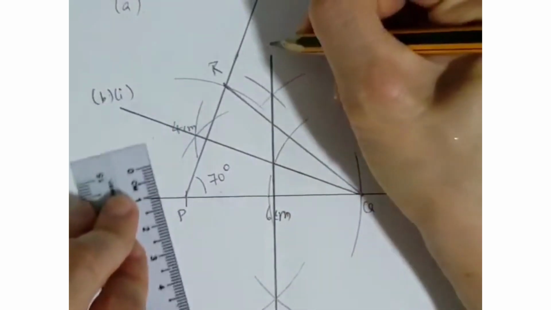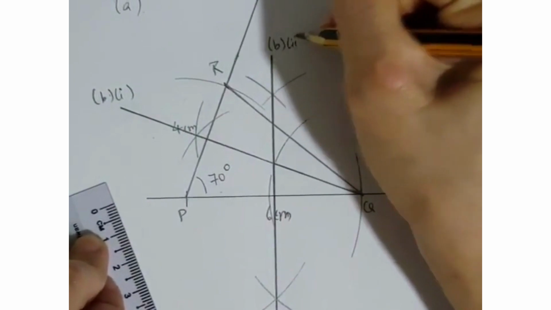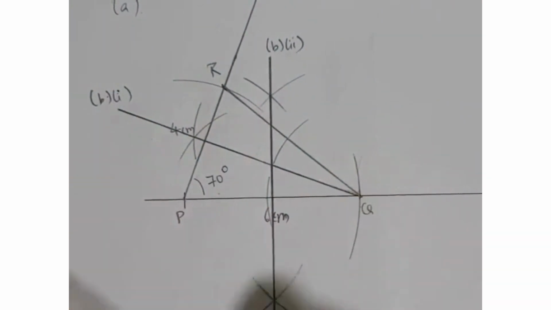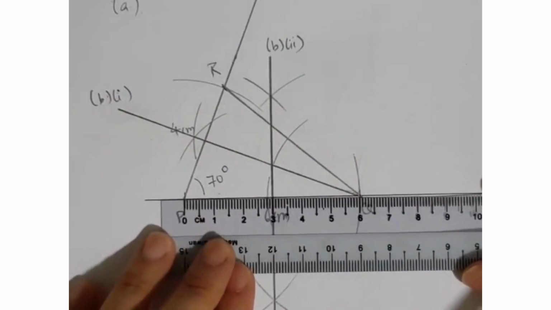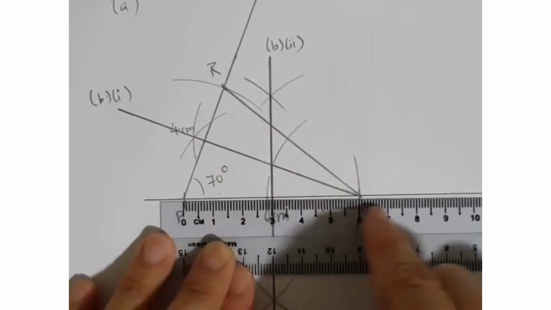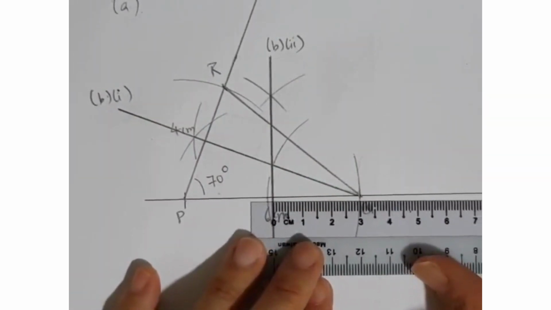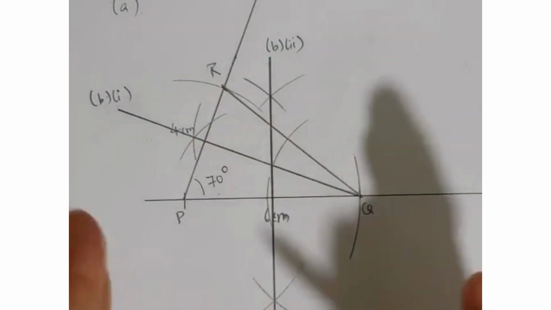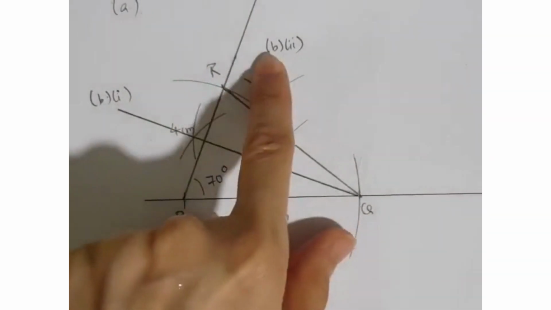So this is the line B part 2. Again, this is 6 cm, remember? If you want to check whether you are accurate, you can just make sure that it's 3 cm on both sides. You can see now, both are 3 cm. It's accurate, quite accurate. So next step. That's the end of part B. Label your answer.